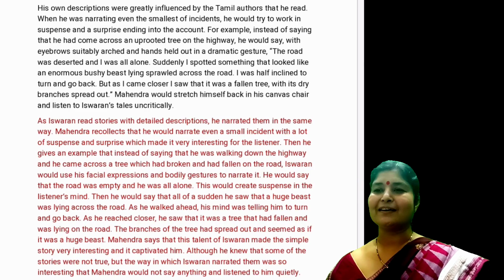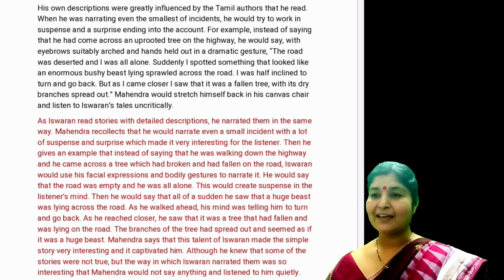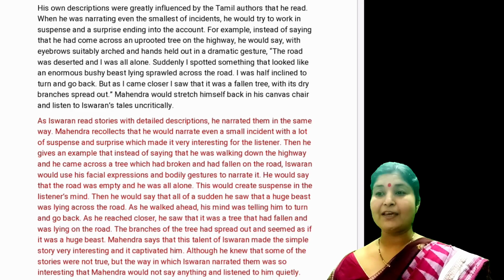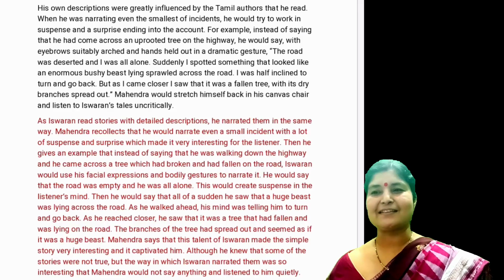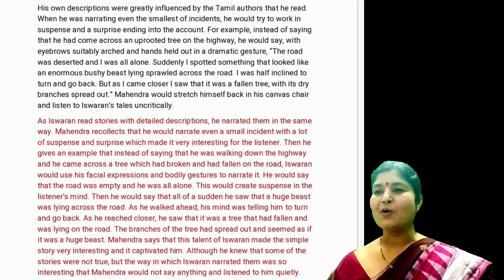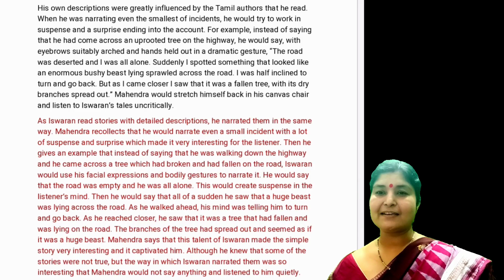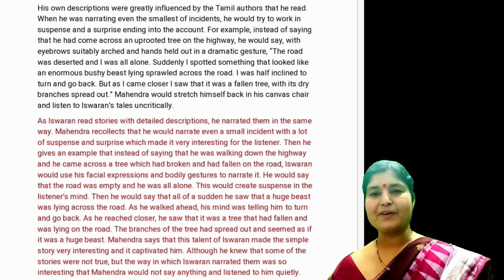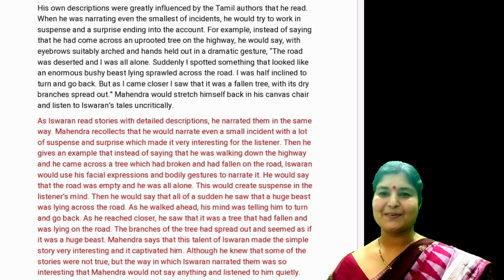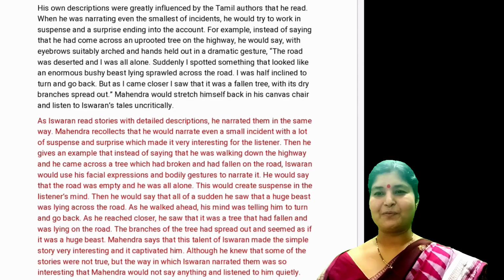Mahendra says that this talent of Iswaran made the simple story very interesting and it captivated him. Although he knew that some of the stories were not true, the way Iswaran narrated them was so interesting that Mahendra would not say anything and listen to him quietly, because the stories of Iswaran always entertained Mahendra. Okay? So let us go to the next paragraph of your book.